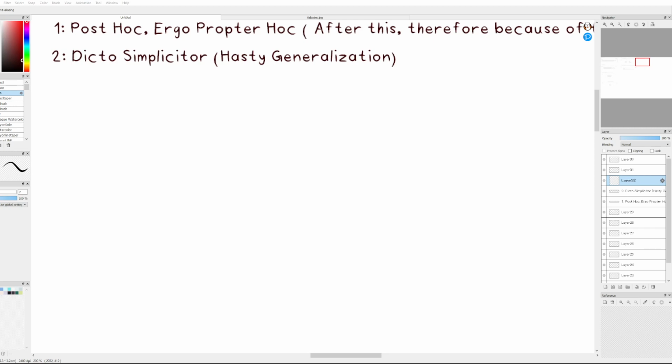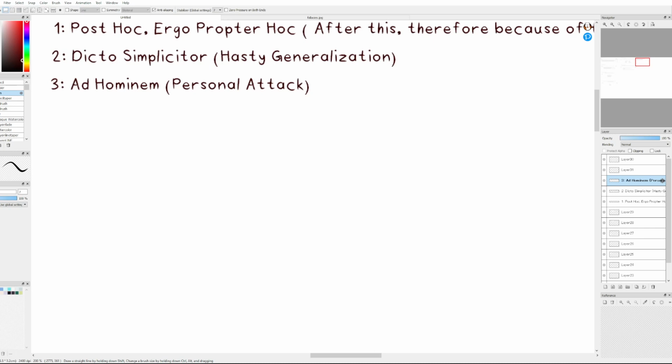The third one is an ad hominem, which means personal attack. It's basically when you attack the person instead of the argument. It's used a lot in political areas.